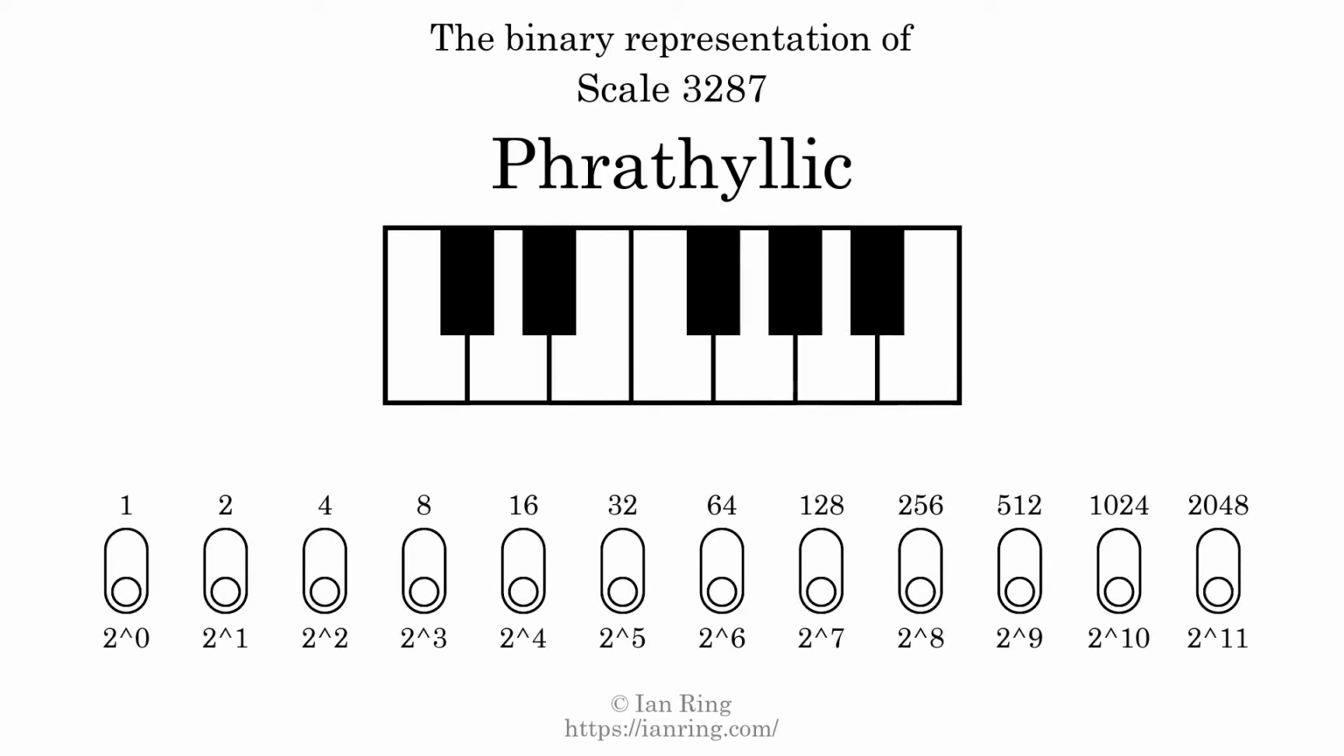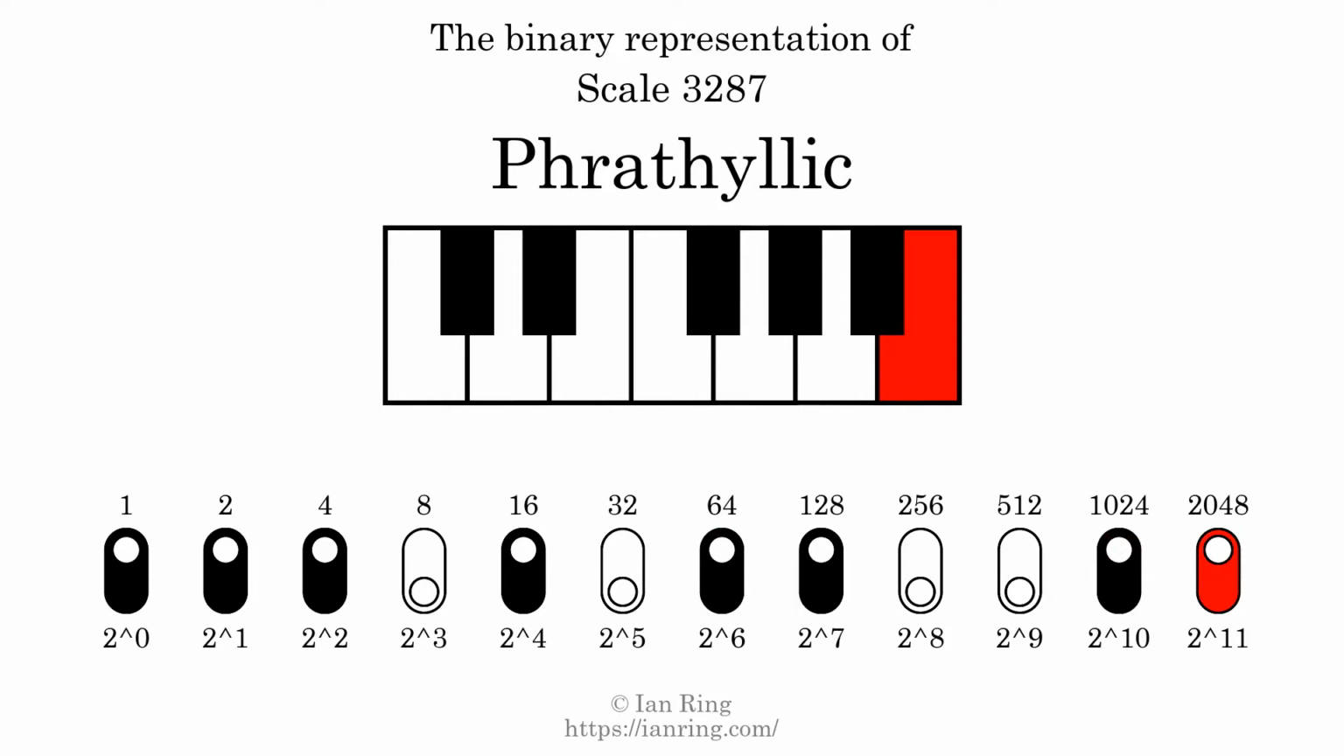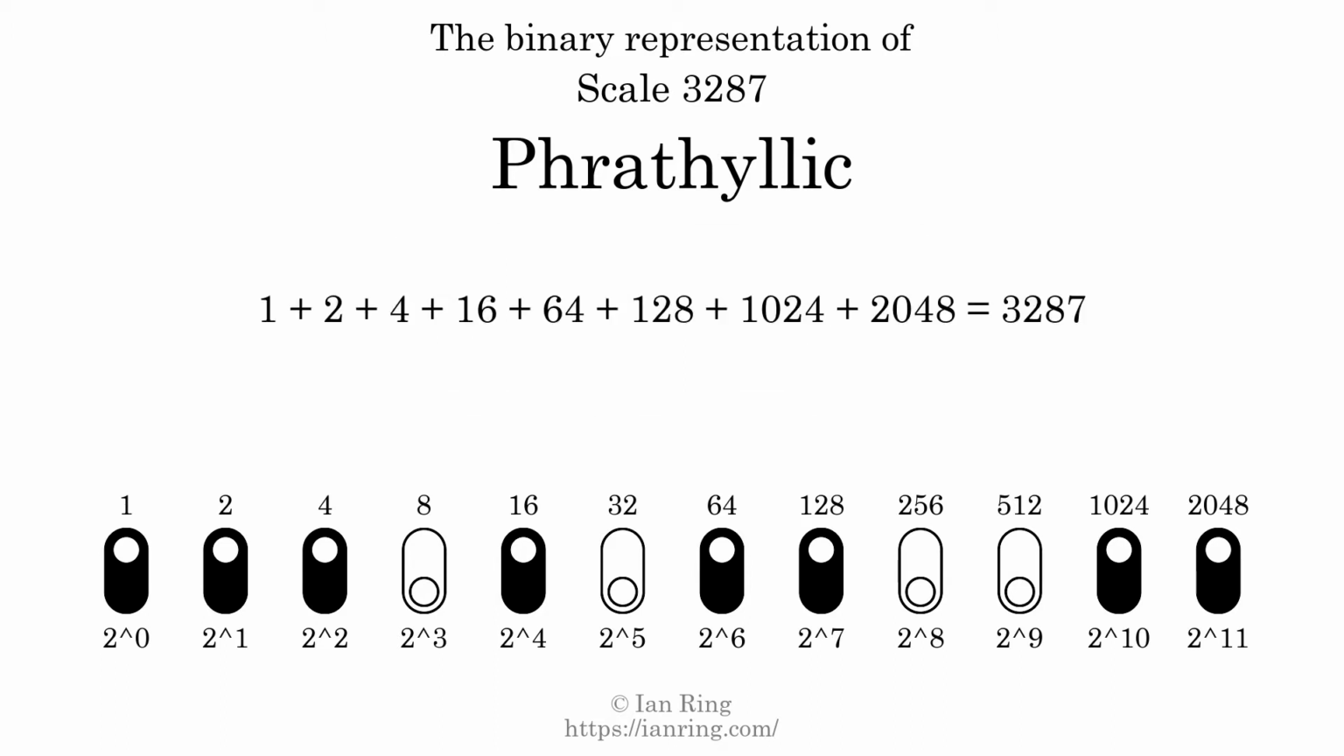The binary representation of this scale is determined by mapping tones of the scale to binary digits. Each binary digit represents a power of 2. To get the scale number, we add the powers of 2 together. The powers of 2 that are present in the scale, all added together, equals 3287. That is why the scale number, in decimal, is 3287.